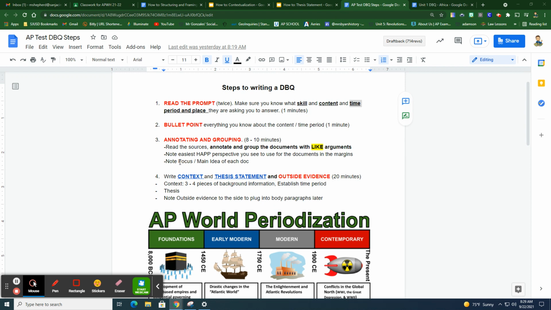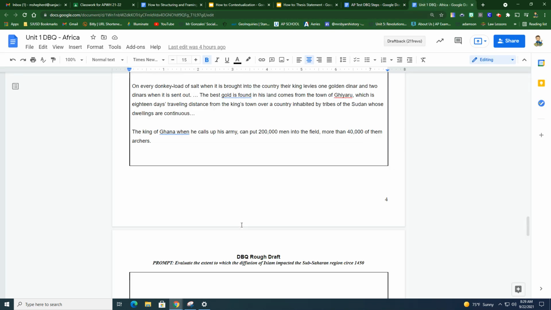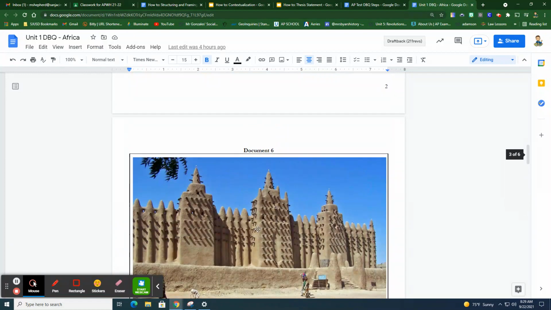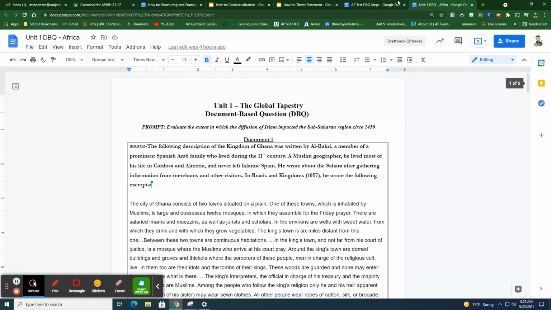You're also going to tell me the main idea or claim of each of the documents as you're reading through them. You might want to note down the main idea in the margins. You're going to get a chance to do that as you work on the actual DBQ, which is on this handout right here, which we're going to do here soon together in class. If not, you're doing it on your own.